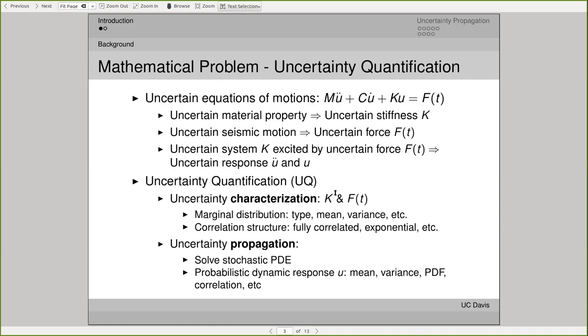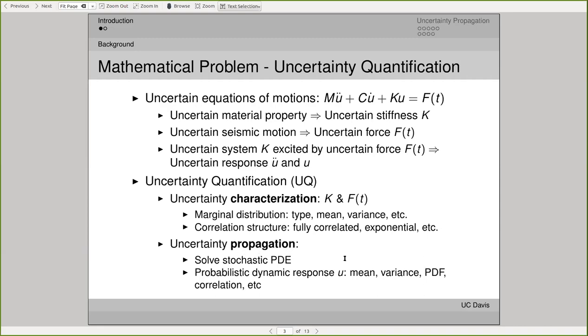And for this uncertainty quantification problem, we have two tasks. Number one is the uncertainty characterization. Essentially, we need to characterize what is the statistics, what is the distribution, what is the correlation of your uncertain stiffness and uncertain force. In our previous two lectures, we already talked about the Hermite polynomial chaos Karhunen-Loeve expansion to deal with this uncertainty characterization problem. So now we can quantify or characterize our stiffness and our force in terms of the Hermite polynomial chaos. Today we're going to talk about the second part, which is the uncertainty propagation part.